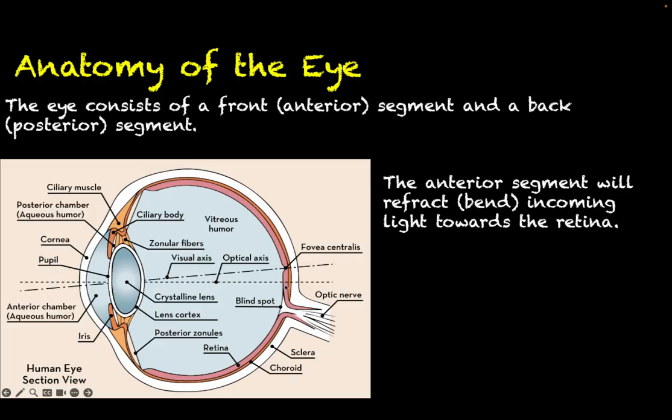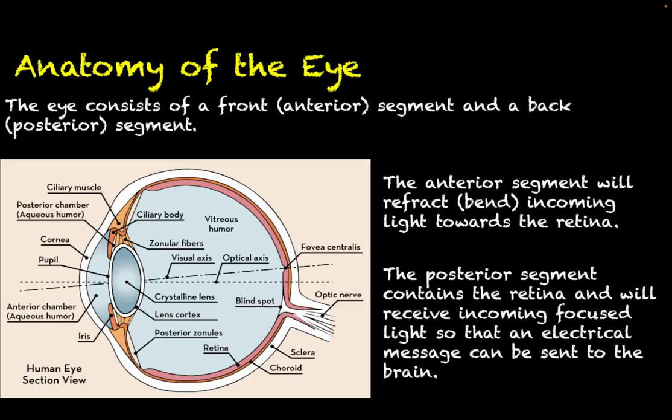So the anterior segment does not contain any sensory cells for detecting light. It doesn't actually deal with anything regarding nervous transmission of signals to the brain. It is there to focus and point that light directly towards the retina, okay?